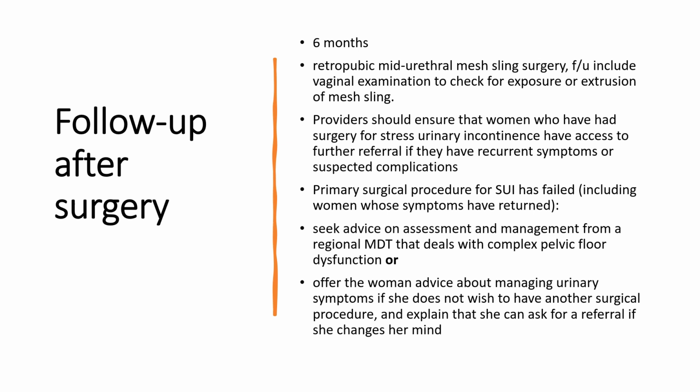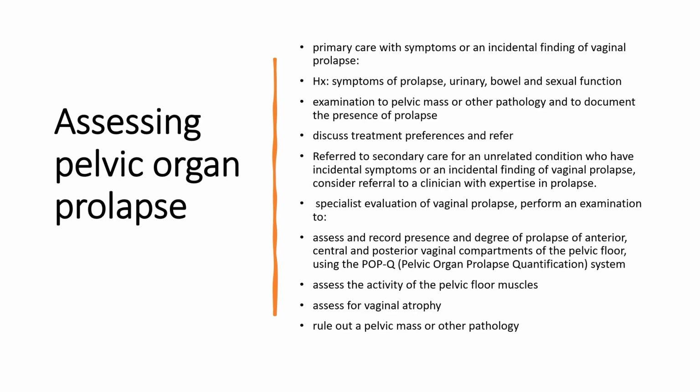Primary surgical procedures for stress urinary incontinence: if this has failed, then seek advice on assessment and management from a regional MDT, or offer the woman advice about managing urinary symptoms if she does not wish to have another surgical procedure, and explain that she can ask for referral if she changes her mind. Assessing pelvic organ prolapse. So in primary care, history should be taken.